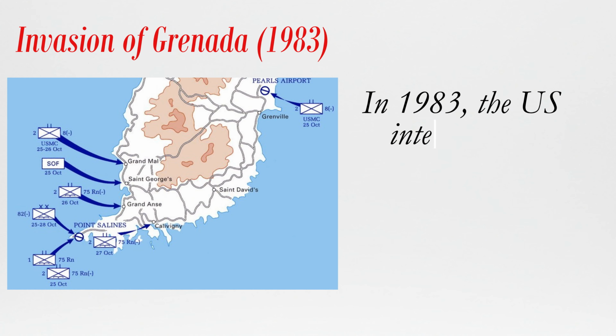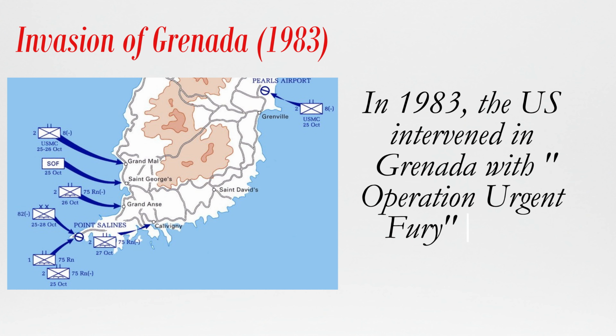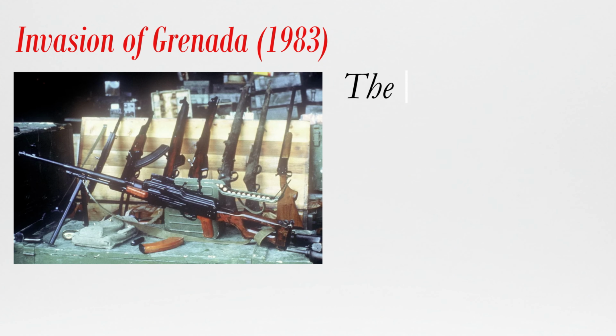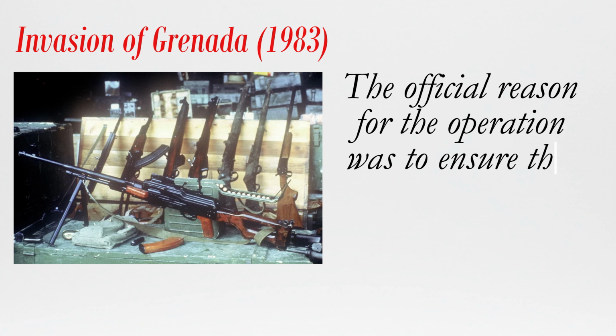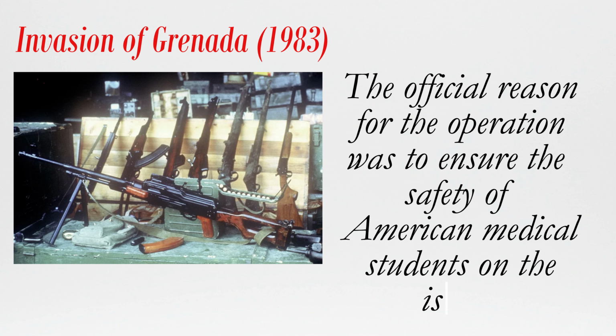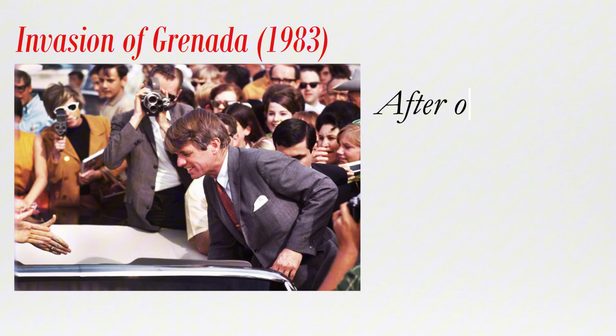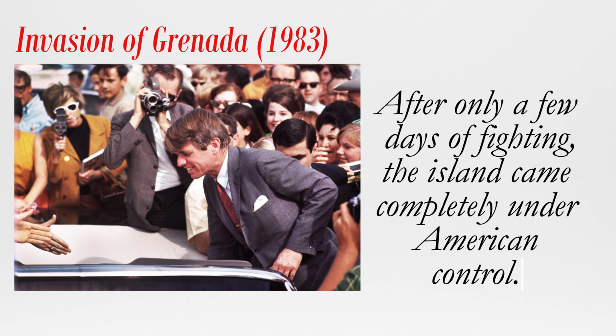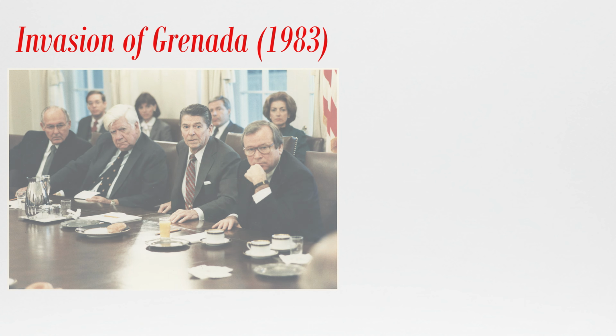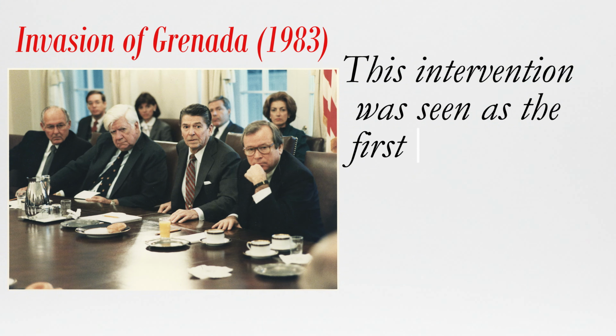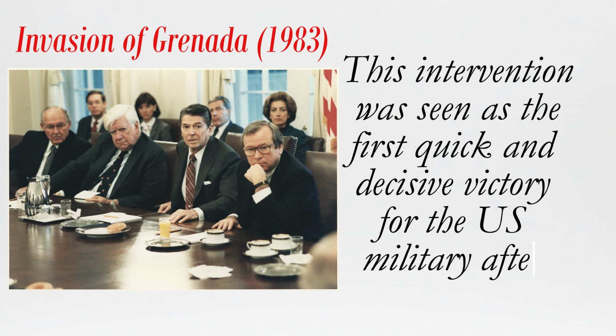In 1983, the US intervened in Grenada with Operation Urgent Fury after a Marxist coup. The official reason for the operation was to ensure the safety of American medical students on the island. After only a few days of fighting, the island came completely under American control. This intervention was seen as the first quick and decisive victory for the US military after Vietnam.